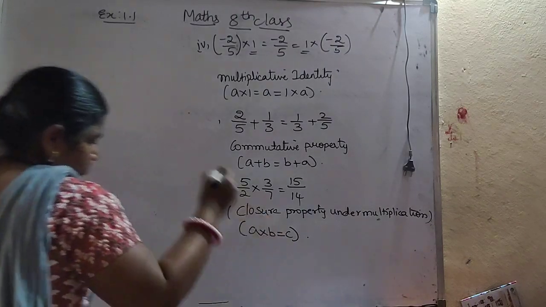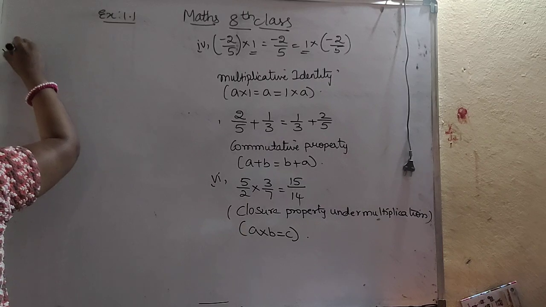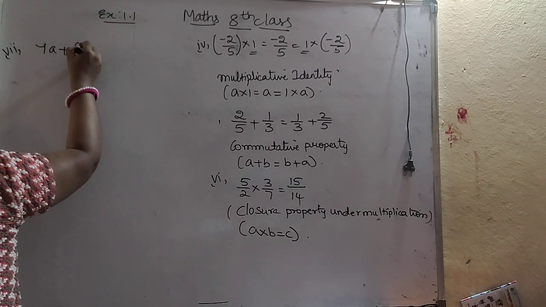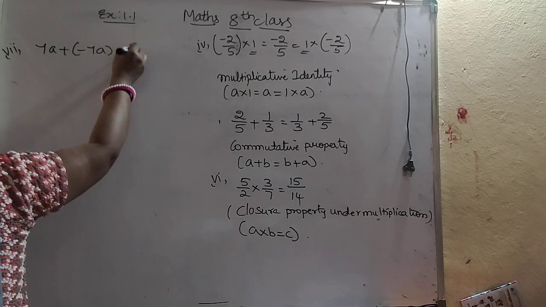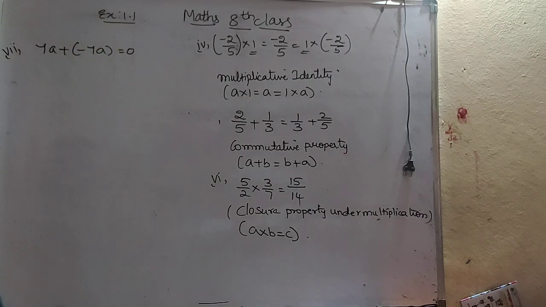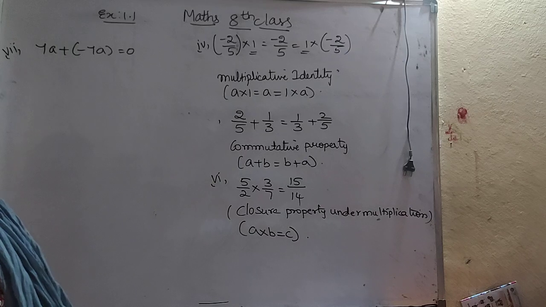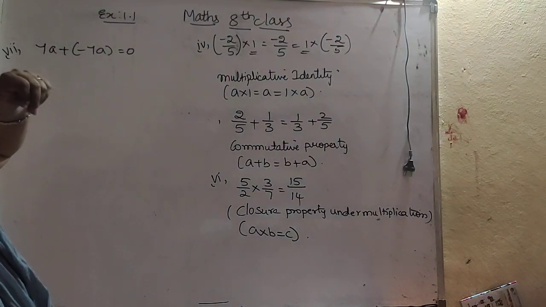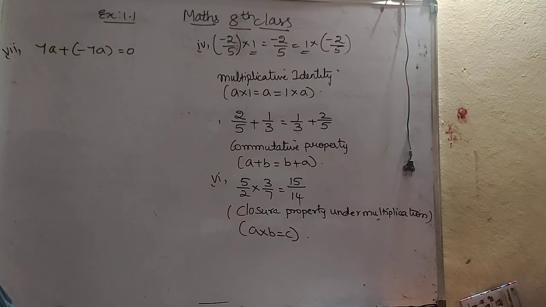So seventh one. 7a plus of minus 7a is equal to 0. So in which case the result will be 0. In this case, this is a plus value, this is a minus value. I already told you that adding any two values, subtracting any two values should give you 0. So in which case will that be 0?